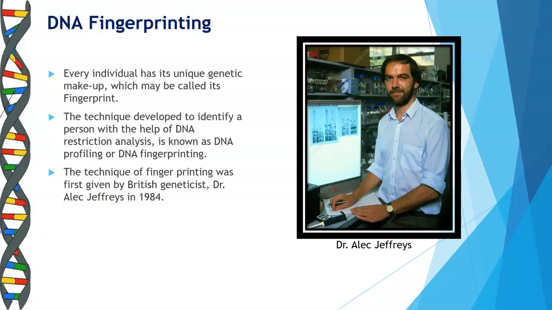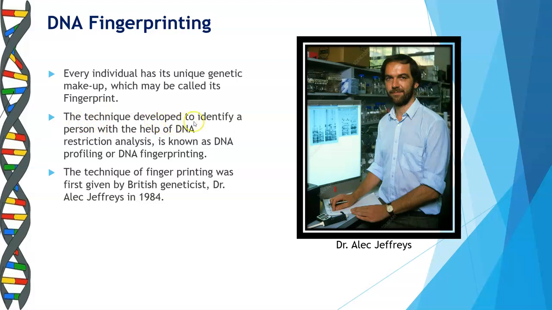Students, genes present on chromosomes are responsible for determining characters of the organism as well as for the inheritance of characters. Due to recombination of parental and maternal genes, we differ from our parents. Differences also arise due to infrequent mutations that occur during gamete formation, that is during cell division. Now, due to all these factors, every individual has its unique genetic makeup, which may be called its fingerprint.